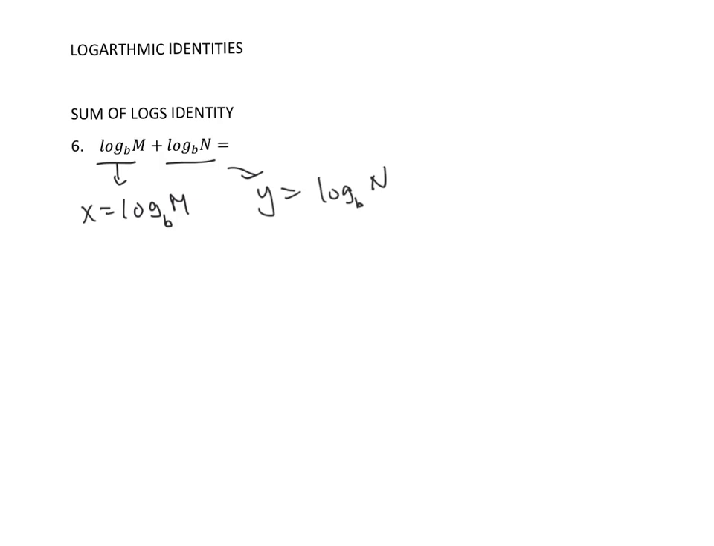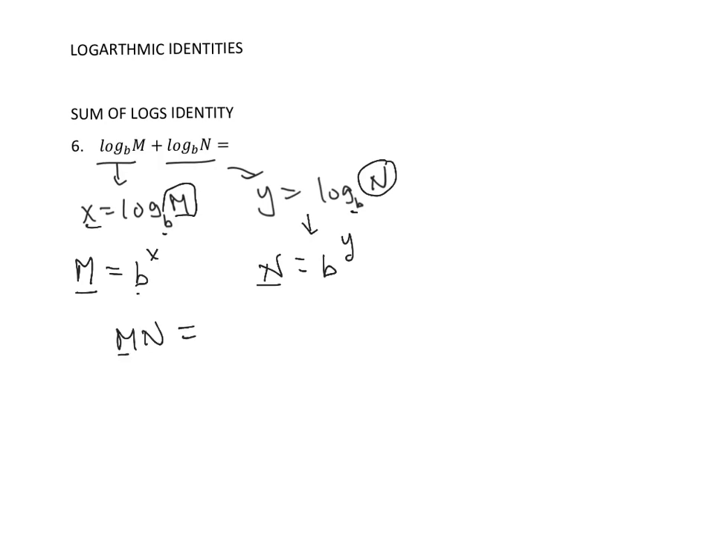Recap from last lesson, to change this into exponent format, we have the argument m is equal to the base to the power of the exponent, so m equals b to the x. Same thing here: the argument n is equal to the base to the y. So what we're going to do right now is take these 2 and multiply them together. I'm going to take m times n, and we know that m is equal to b to the x, and n is b to the y.